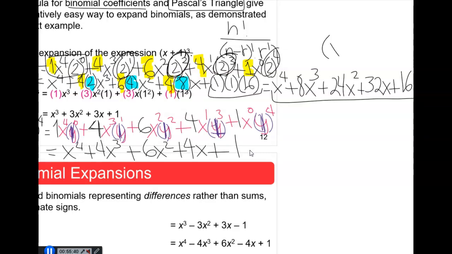And the question was x plus 2 to the power 4. So it wasn't x plus y, it was x plus 2, and that's why we had 2 to the 0, 2 to the 1, 2 to the 2, 2 to the 3, and 2 to the 4.